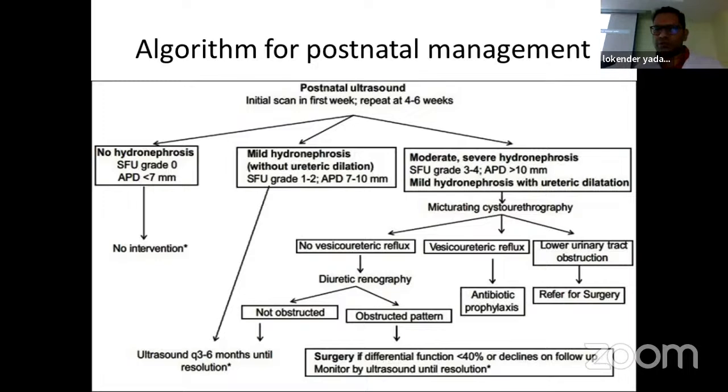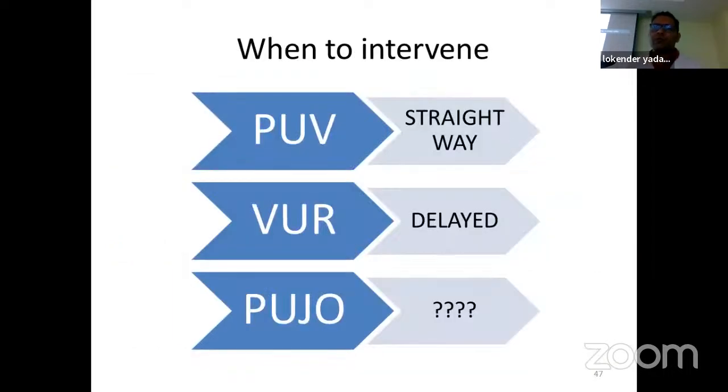the micturating cystourethrogram is advised, and if there is no VUR, diuretic renography is advised, and if there is VUR, then antibiotic prophylaxis is advised according to the grade. And if on MCU there is lower urinary tract obstruction, then the patient is referred for surgery. And when to intervene? In a case of posterior urethral valves, straight away for surgical intervention. In VUR, it is delayed, and in VUJ, it is questionable.